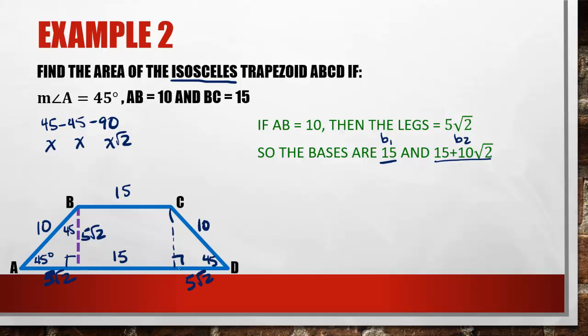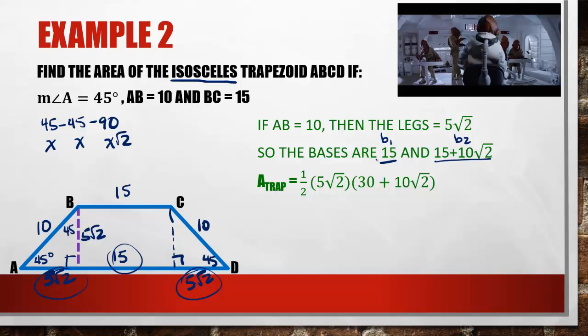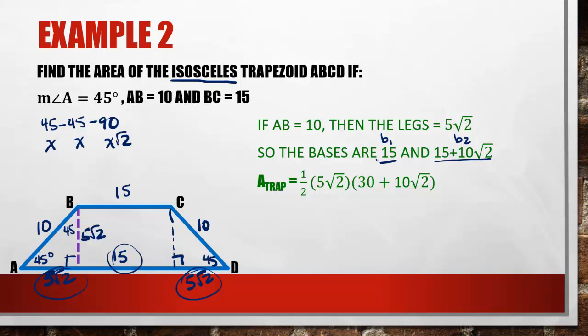Now where did I get that? The 15 I got from right here. The 10 root 2 I got from 5 root 2 plus 5 root 2. So these two added together gives me 10 root 2. So then I take the area of the trapezoid. It's a trap! That's right.